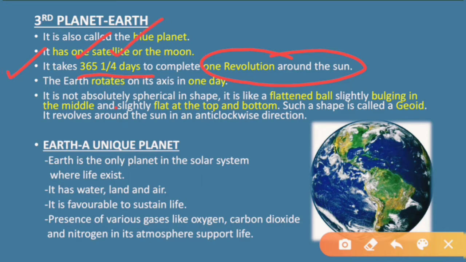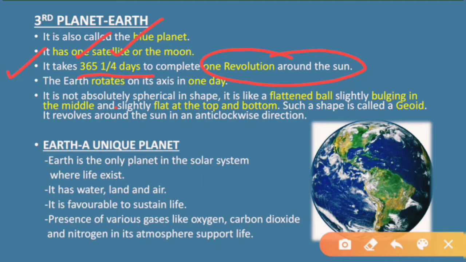But why is 1/4 mentioned? Because in every 4 years a leap year comes. That is why in every 4 years one extra day is added. That is why it is mentioned as 365 1/4 days to complete one revolution.